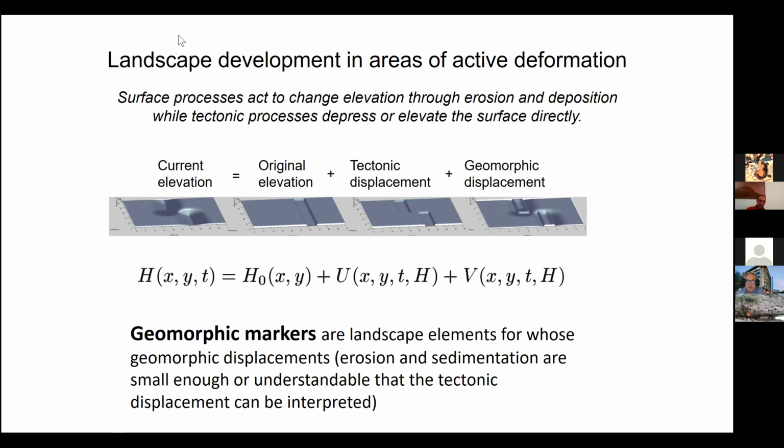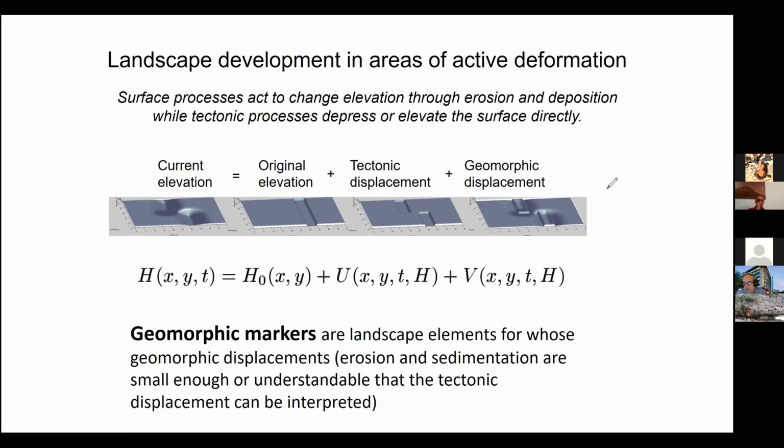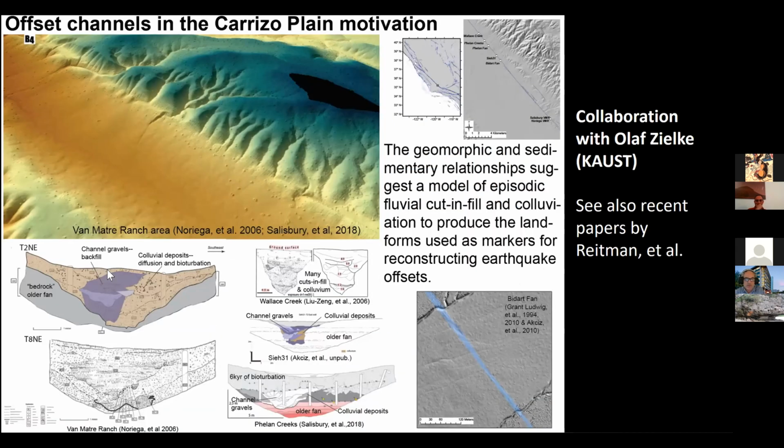So we really care about this because we want to reconstruct what might have happened in an earthquake. The problem is things are somewhat obscured by the geomorphic displacements, and we hope we understand what the original elevation distribution was. So let's look at this a little bit more, and let's go to a place where many of us have spent a long time thinking about these problems.